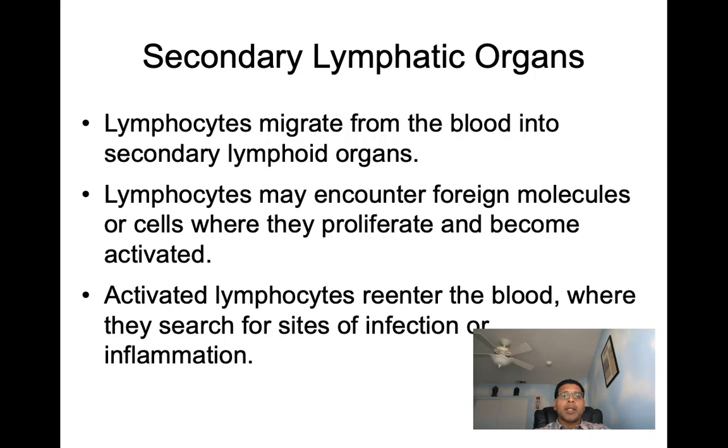Next, let's check out our secondary lymphoid organs. Our lymphocytes migrate from the blood into our secondary lymphoid organs. They may encounter foreign molecules or cells, where they will proliferate and become activated. Activated lymphocytes re-enter the blood, where they're able to search for sites of infection or inflammation.